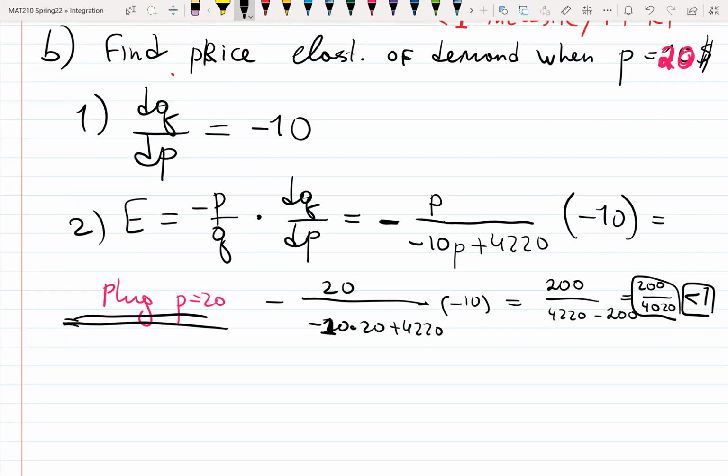Less than 1 means weak, means inelastic. Inelastic. Since it's inelastic, $20 is not enough. You can keep raising the price to get more money. People will still be buying it. So it's like a computer: $20 is too few. You can raise to 400, for example, and then check again, 500, check again. Oh, it became greater than 1. Then you reach the perfect moment.